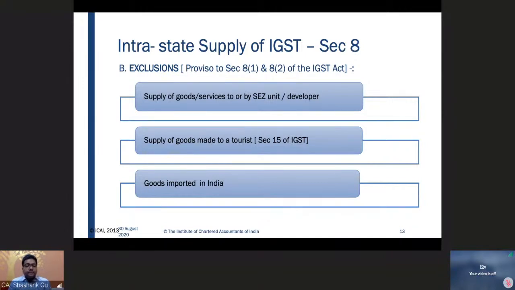And lastly, goods imported in India. Goods imported meaning someone may say, I am living in Mumbai, I am doing business in Mumbai, I have imported goods from Nhava Sheva. Nhava Sheva is within Mumbai, Maharashtra. Why IGST? It should be CGST plus SGST. Doesn't matter. Your office may be right next to the Nhava Sheva port office, but still goods imported in India will be liable to IGST.